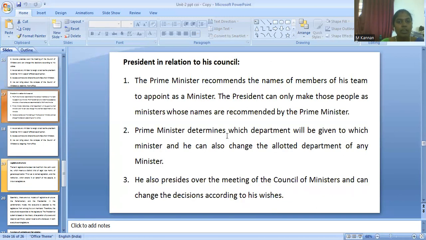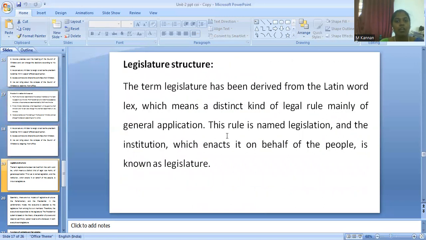The next one is the President in relation to his council. The Prime Minister can give advice to the President. The Prime Minister recommends the names of the members of his ministry to be appointed as ministers. The President can only make those people ministers whose names are recommended by the Prime Minister. So that's all about the powers and functions of the President of India and the Prime Minister of India.